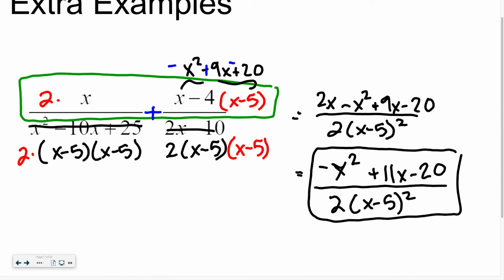All right, try that homework and see what you can do for adding and subtracting rational expressions.